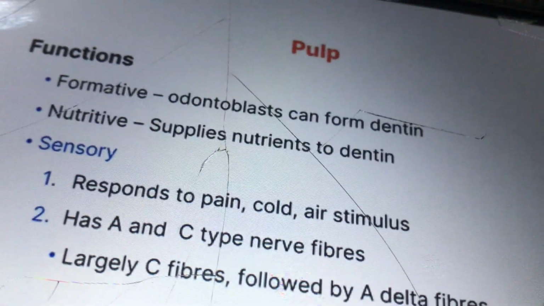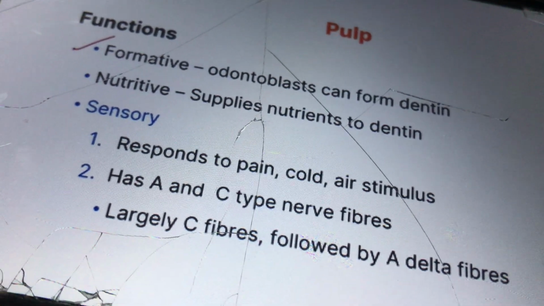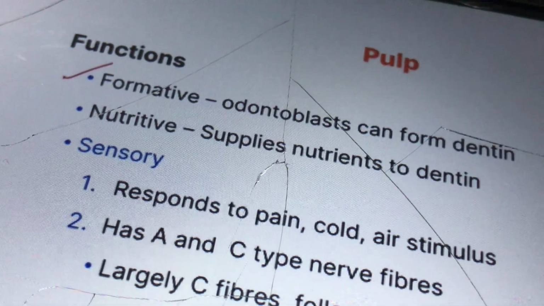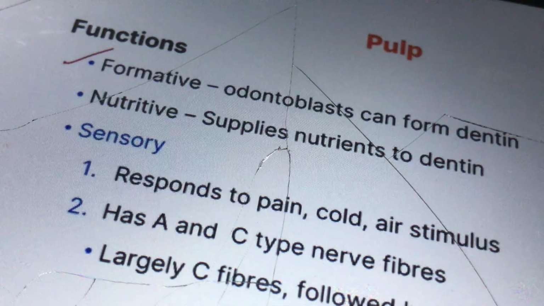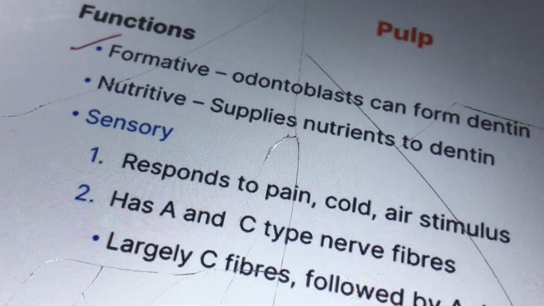Now let's see the functions of pulp. What is the importance of pulp? So it has a formative function because it helps in the formation of dentine. So dentine usually forms not just during the development of the tooth, but it also forms later in life. So basically it keeps forming. So this comes from your pulp.